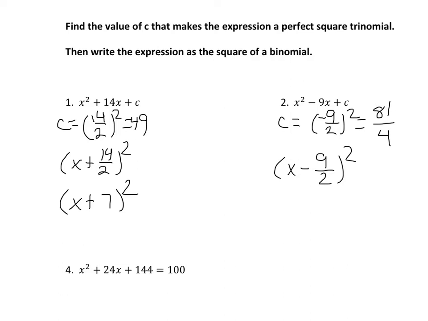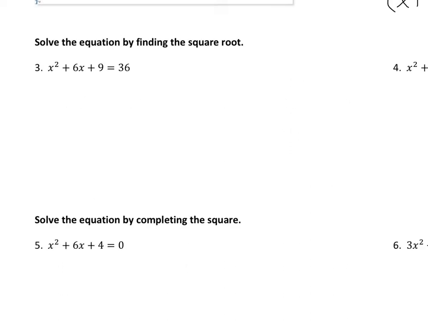Now let's take a look at how to apply that. Solve the equation by finding the square root. In order to do that, check to see if this can factor into something. What multiplies to 9 and adds to 6? 3 and 3. And isn't that the quantity x plus 3 squared? Because you have x plus 3 times x plus 3, so it's the quantity x plus 3 squared.